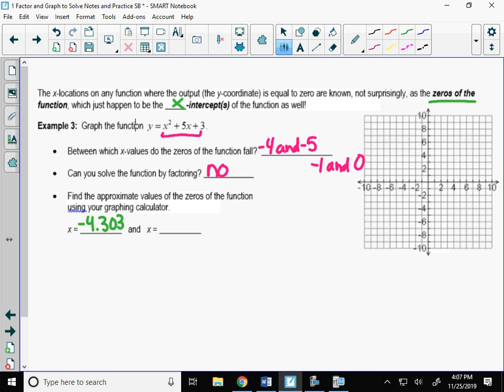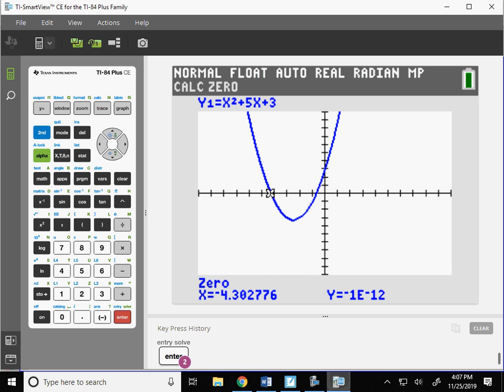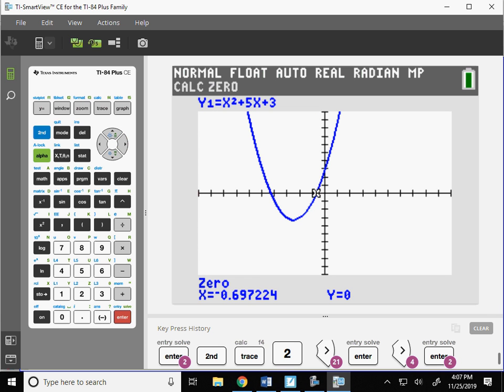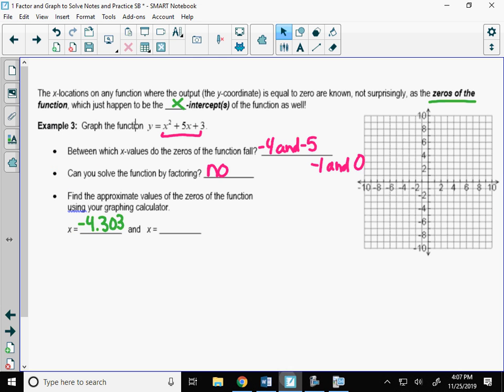All right, that's definitely not a nice number. So let's find our other x-intercept. We have to start over, second trace, number 2. So this time the left bound for this right x-intercept is a little below the axis. Hit enter. Now we go a little bit above, enter, and one more time. So that makes it negative 0.697. All right, there are our roots.